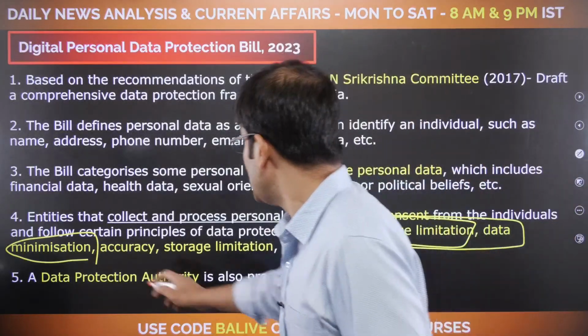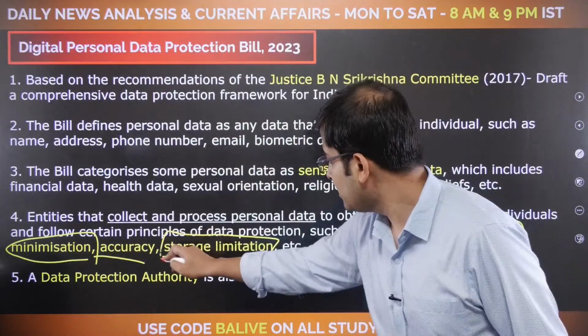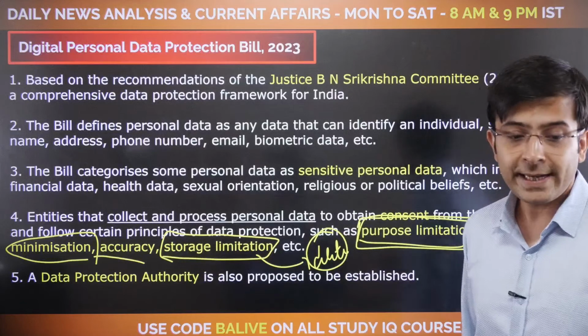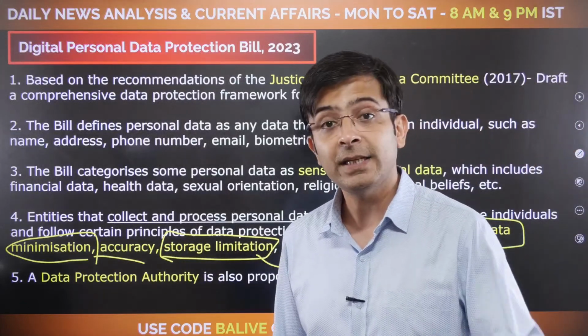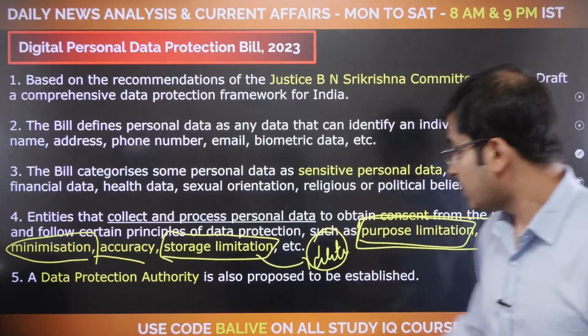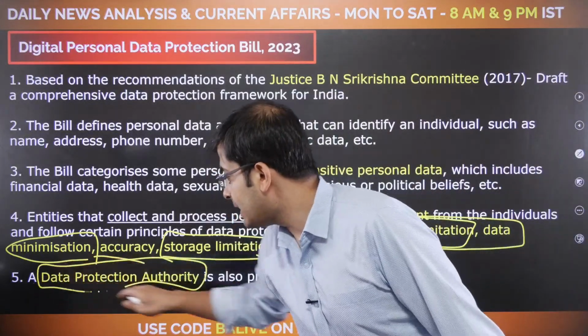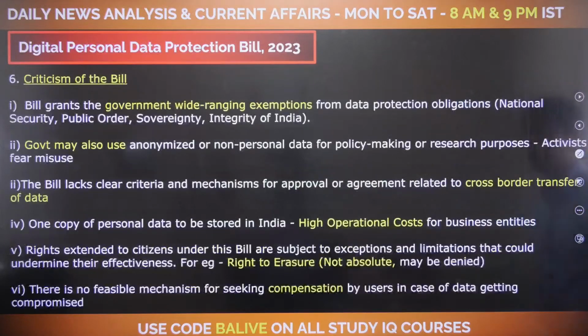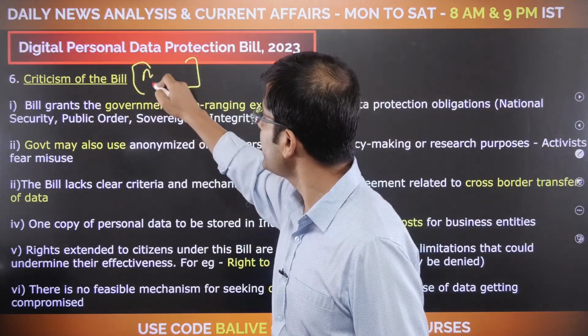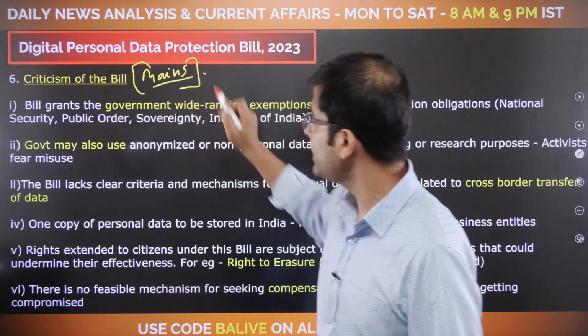Accuracy, storage limitation, again, that you should be able to delete your data. Right to erasure is embedded in the GDPR rules of the European Union. All right. So you'll also have a data protection authority in India, a DPA, that will come up and address issues. Now the criticism. We need to take a look at the criticism from the mains perspective. Here is your fodder material.